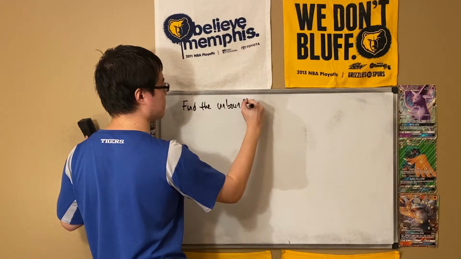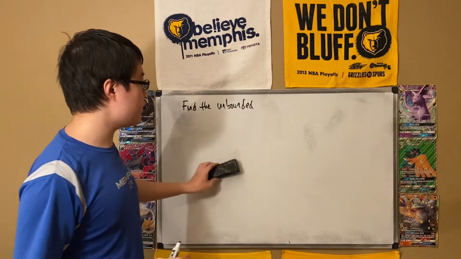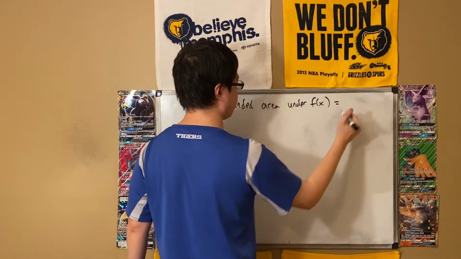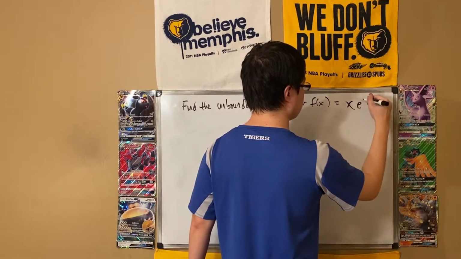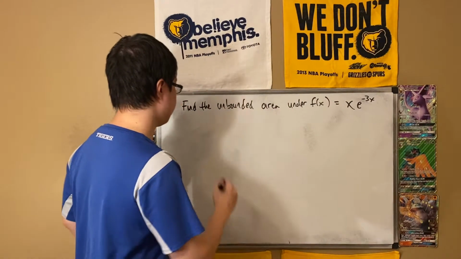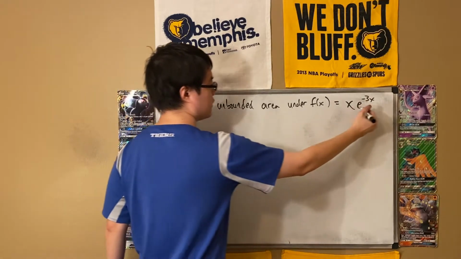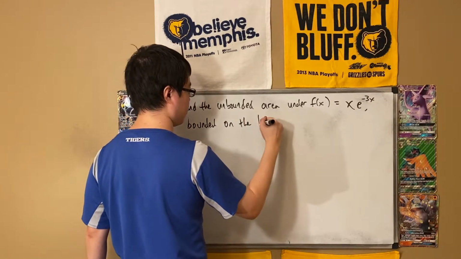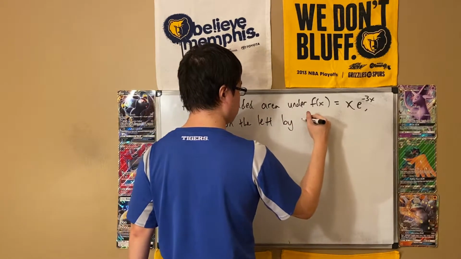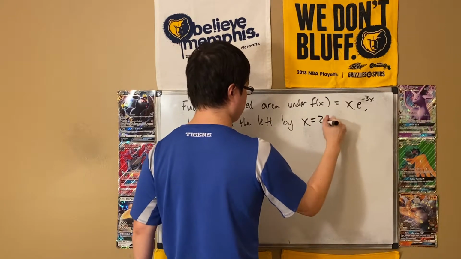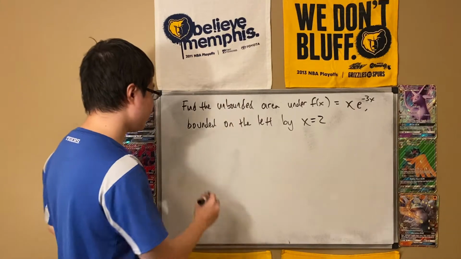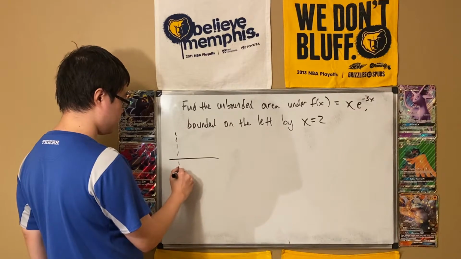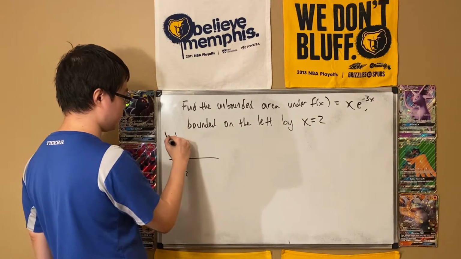So sometimes they don't actually present the integral for you. Sometimes you have to interpret it, but it's find the unbounded area under f of x, and this is going to be our function, so this is the key thing, x e to the negative 3x. And it's bounded on the left by the vertical line x is equal to 2. So basically, what we have here, don't know exactly what this graph looks like, but you have the line x is equal to 2. You have this graph, which I believe looks like something like this.